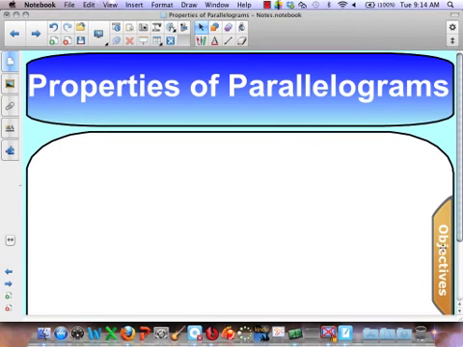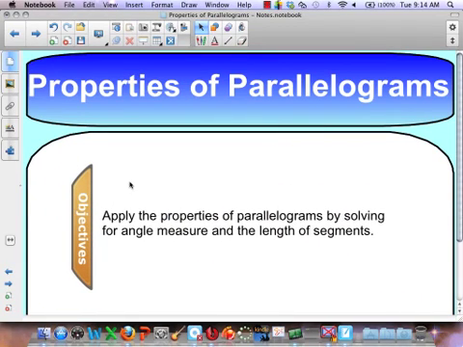Alright guys, looking at today's lesson, it's very straightforward. Just learning to apply the properties of parallelograms. Now by definition, a parallelogram is a quadrilateral that has two pairs of parallel sides. That's the very definition. It's a quadrilateral that has two pairs of parallel sides.